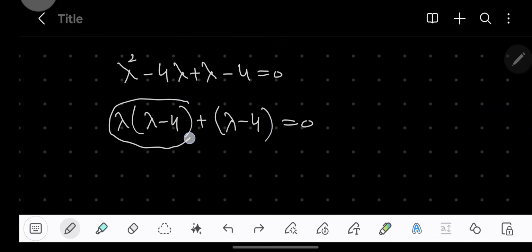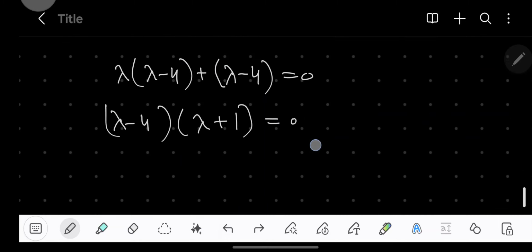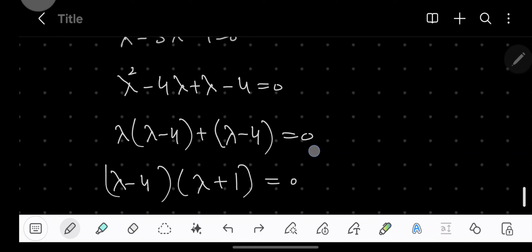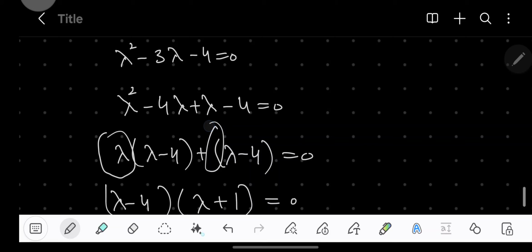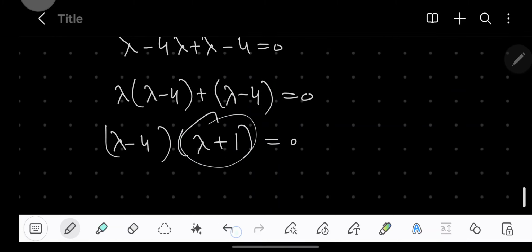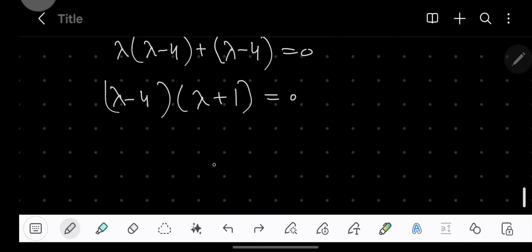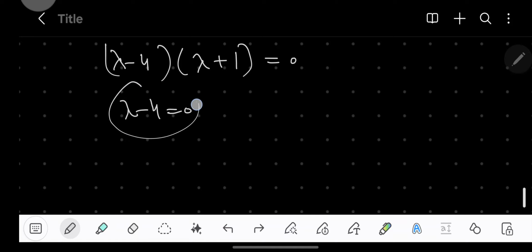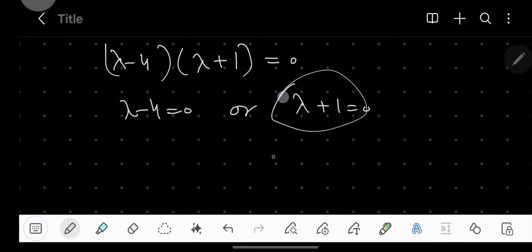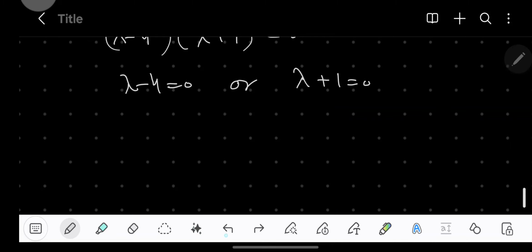Now you can check in the first term and in the second term lambda minus 4 is common. So I can take lambda minus 4 as a common factor, and here I will be left with lambda and here I will be left with 1. So lambda plus 1. Since the product of these two things is 0, either the first term is 0 or the second term is 0. From the first term, if I take 4 to this side, lambda is equal to 4. And from the second one, if I take 1 to this side, I will get lambda is equal to negative 1.